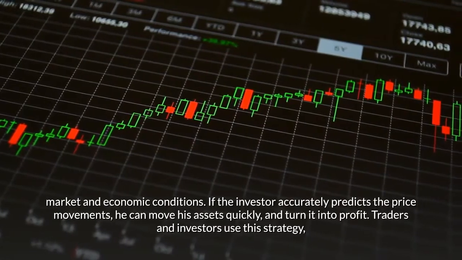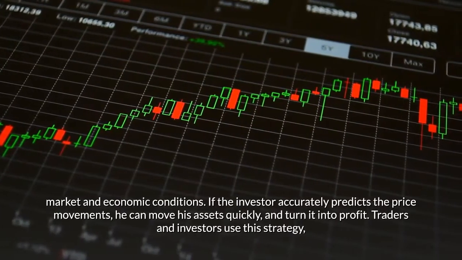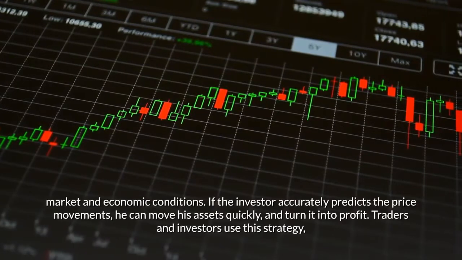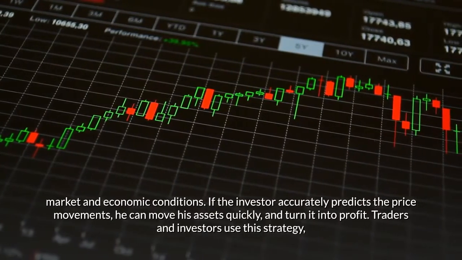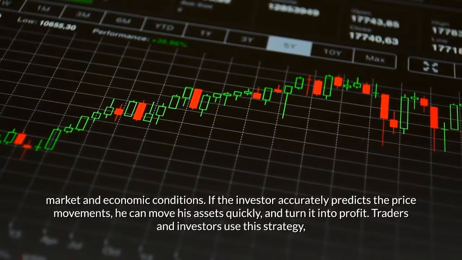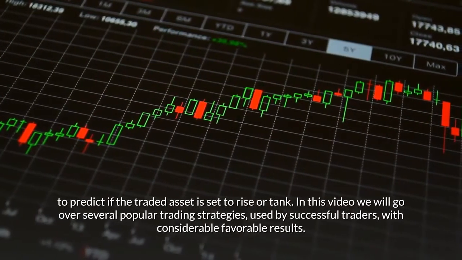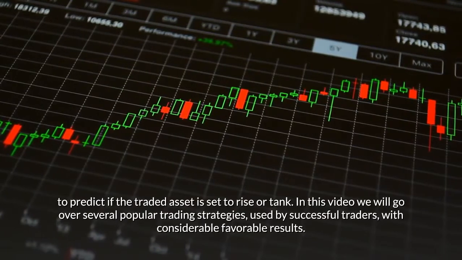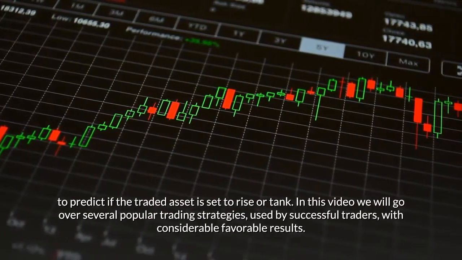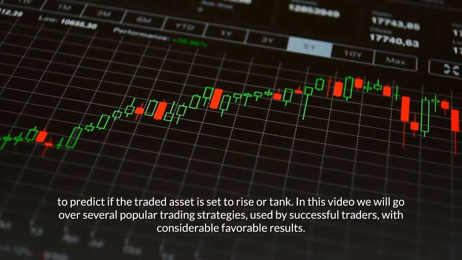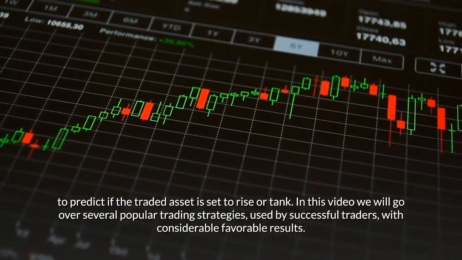If the investor accurately predicts the price movements, he can move his assets quickly and turn it into profit. Traders and investors use this strategy to predict if the traded asset is set to rise or tank. In this video we will go over several popular trading strategies used by successful traders, with considerably favorable results.